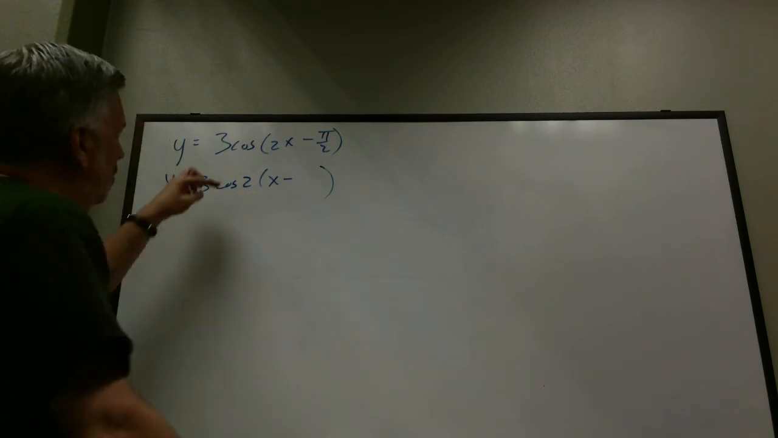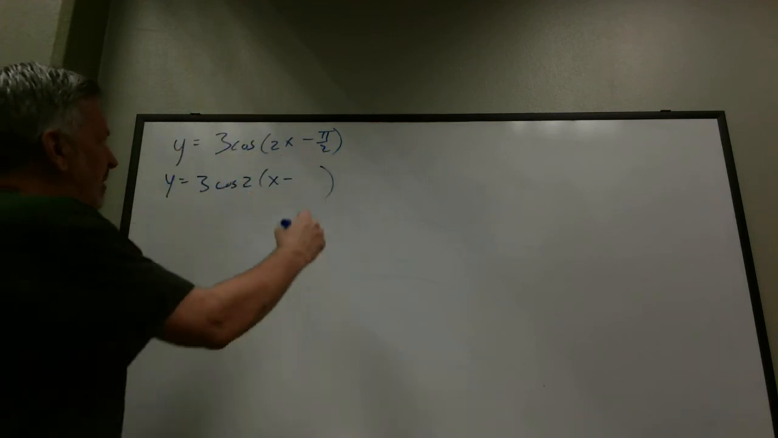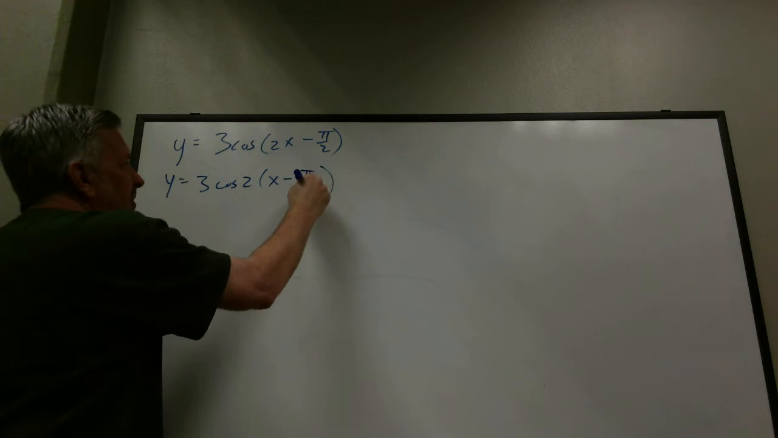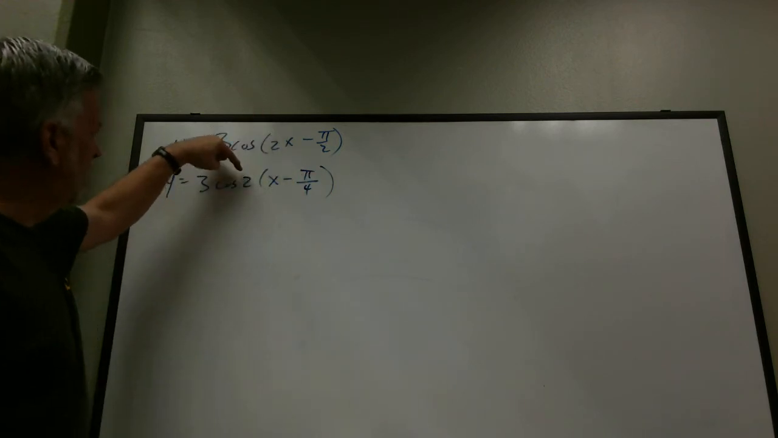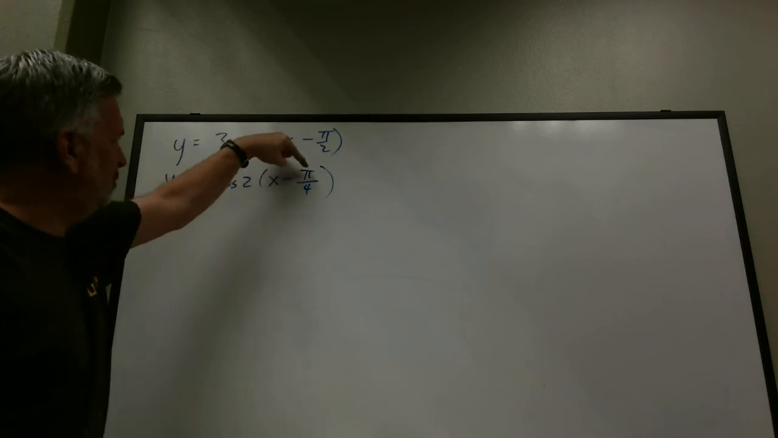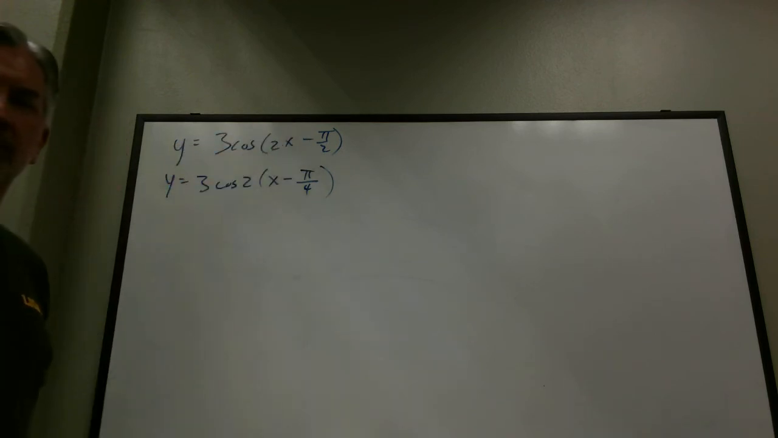So there's no 2 in the numerator to factor out, so I have to put an extra 2 in the denominator. 2 times 2 becomes 4. Now again, check yourself. 2 times x is 2x. 2 times pi over 4 is 2 pi over 4, which simplifies to pi over 2, so I'm good.